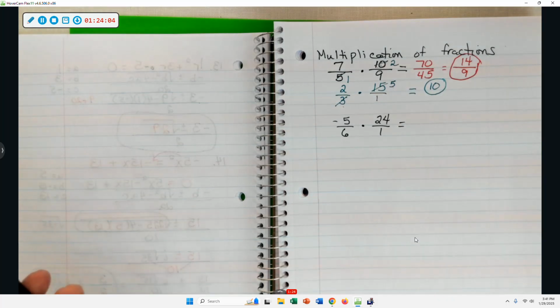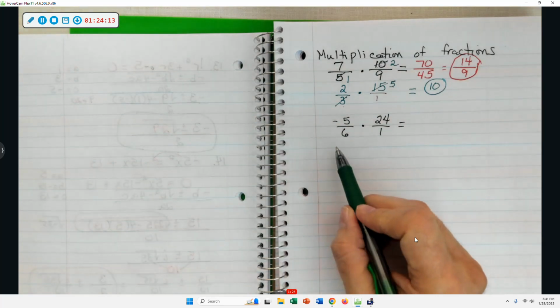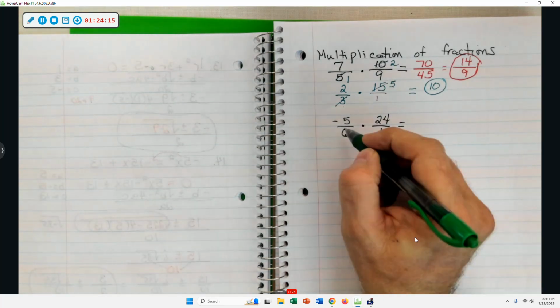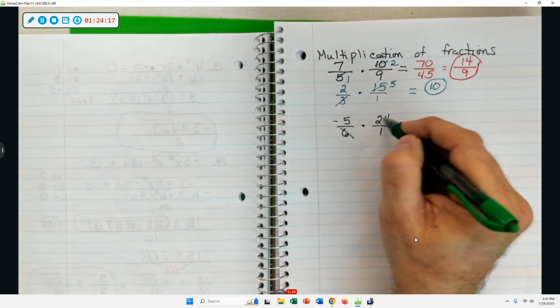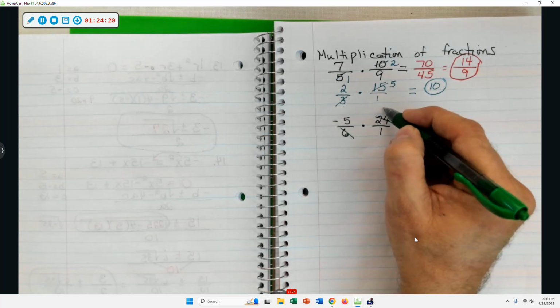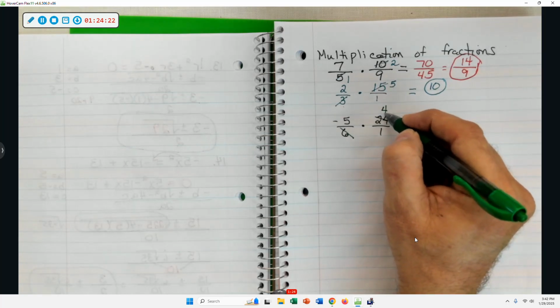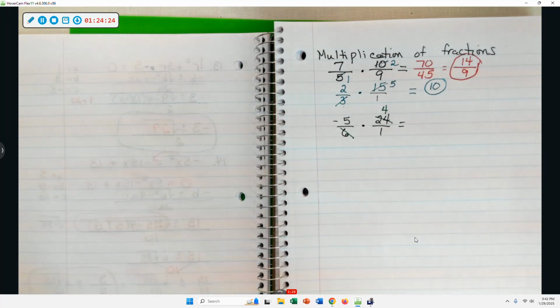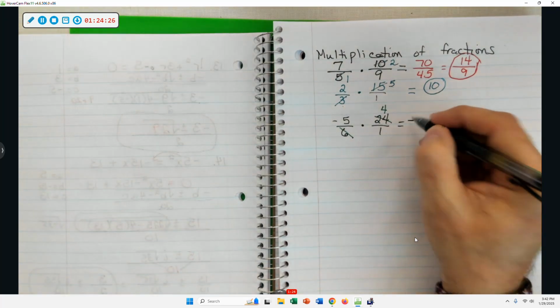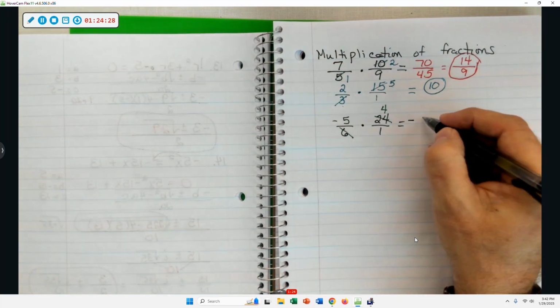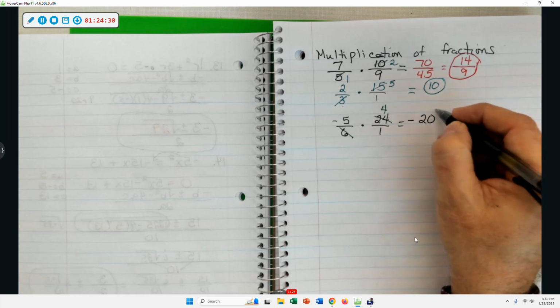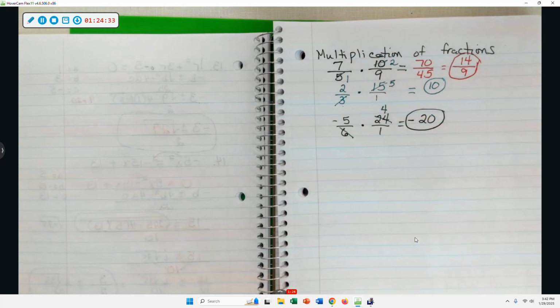Are we going to have a fraction as our answer or an integer here? Can he cross cancel something? The 6. Okay, 6 divided by 6 is 1. 24 divided by 6 is 4. What's that going to give us as a product? Negative 20, I agree.